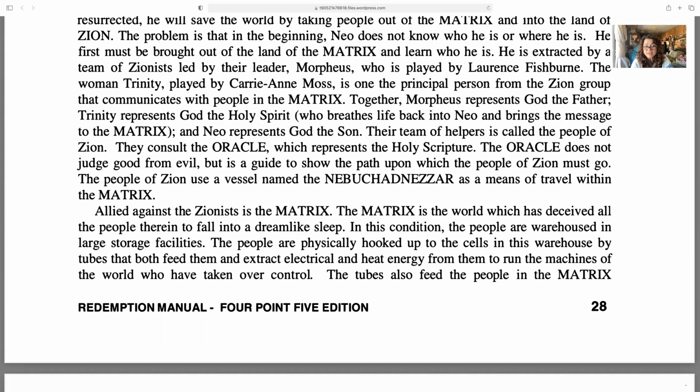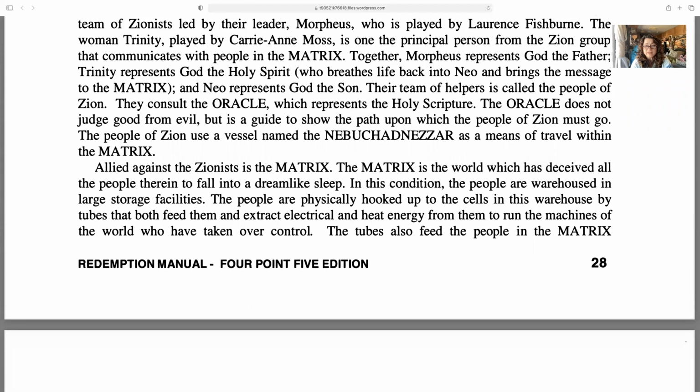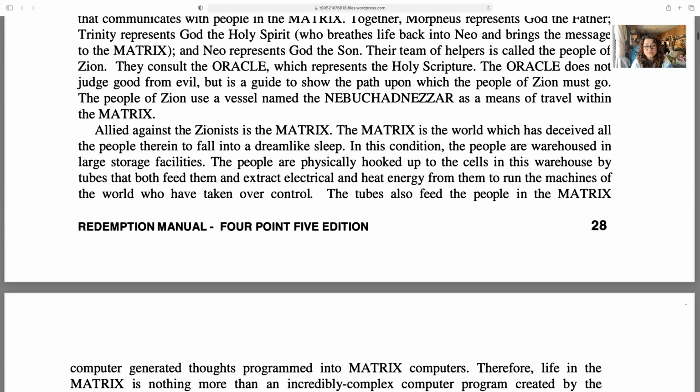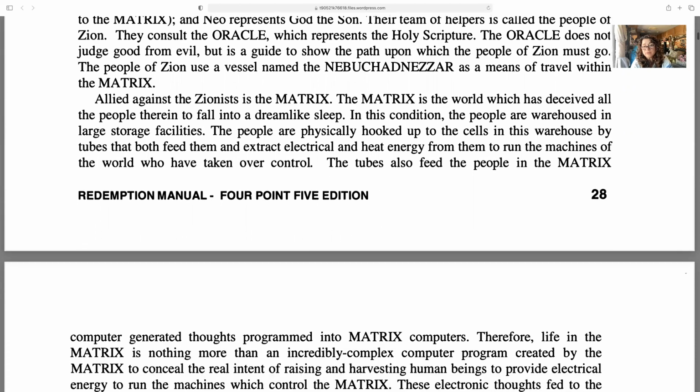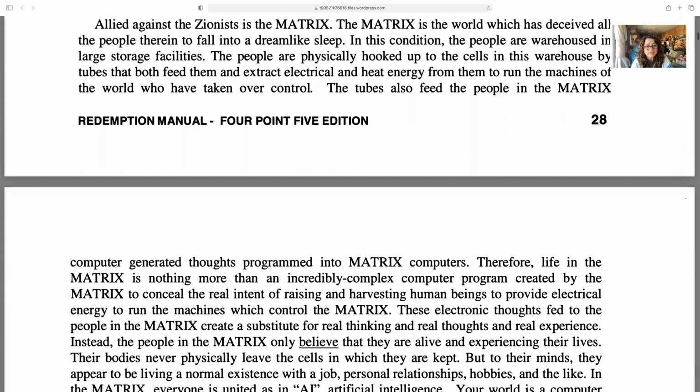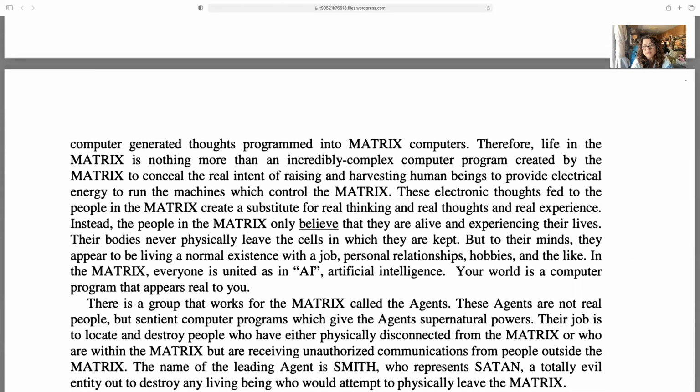Allied against the Zionists is the Matrix. The Matrix is the world which has deceived all the people therein to fall into a dreamlike sleep. In this condition, the people are warehoused in large storage facilities. The people are physically hooked up to the cells in this warehouse by tubes that both feed them and extract electrical and heat energy from them to run the machines of the world who have taken over control. The tubes also feed the people in the matrix computer-generated thoughts programmed into the matrix computers.